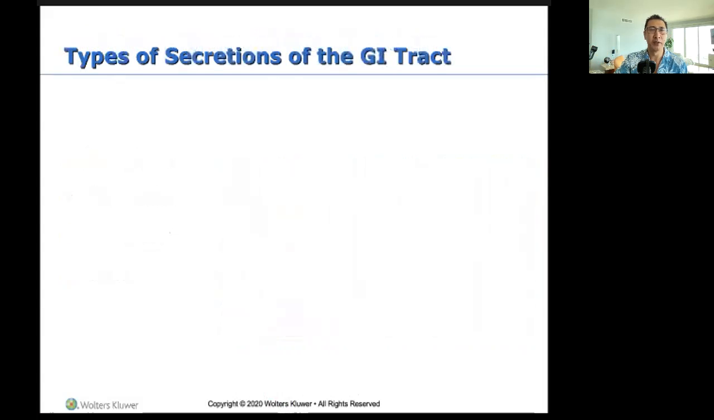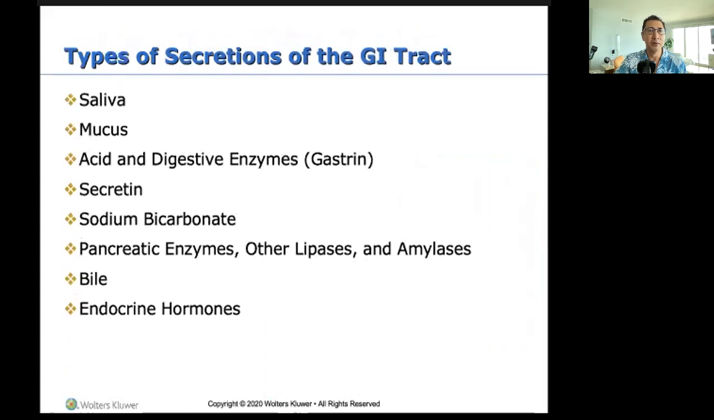There's different types of secretions in the GI tract: saliva, mucus, digestive enzymes, sodium bicarb, pancreatic enzymes, bile, and endocrine hormones. What's more applicable to us is the saliva, the mucus, digestive enzymes, sodium bicarb, pancreatic enzymes, bile, because people throw that up. Not much for the endocrine hormones.